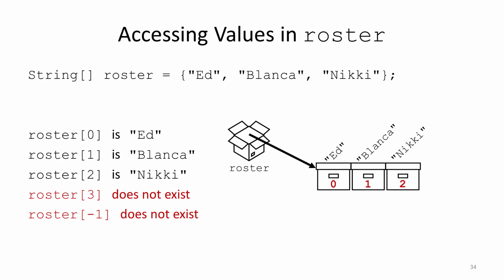If you did roster 3, that doesn't exist. Or even if you do roster -1, that is not an index in the array. That does not exist. An exception will be thrown, and that exception is the ArrayIndexOutOfBoundsException, which we'll talk about towards the end of the lecture. But for this example, there are only 3 values, so the valid indexes are 0, 1, and 2. Alright, so that's how to access or get the value in the array.